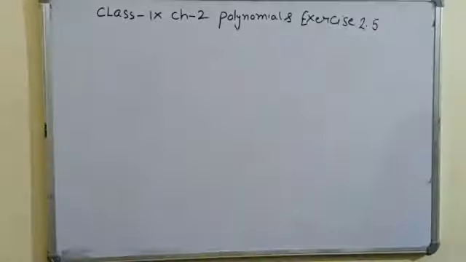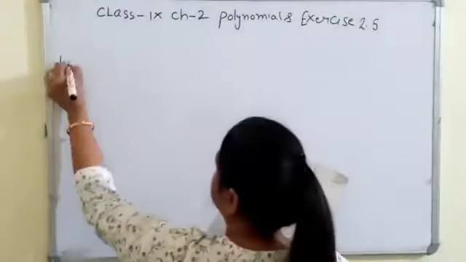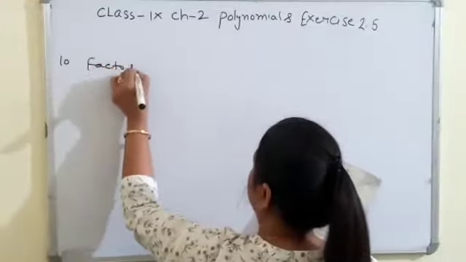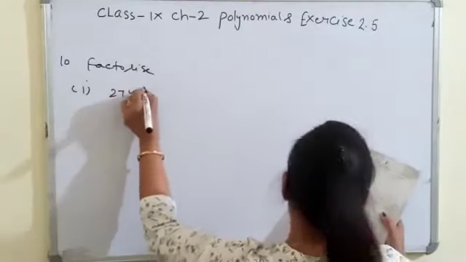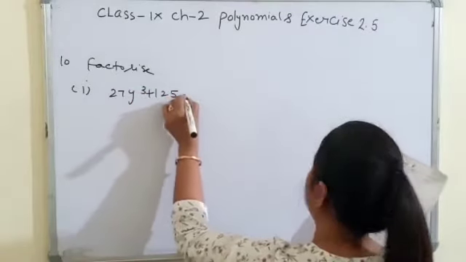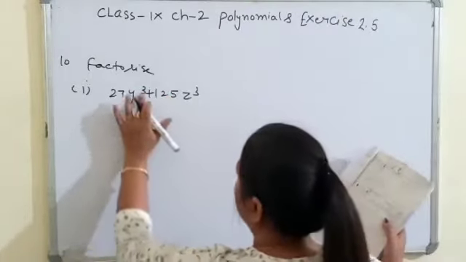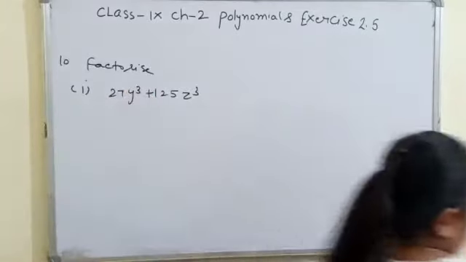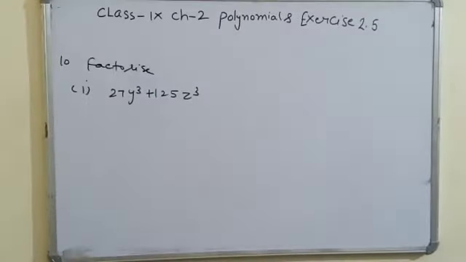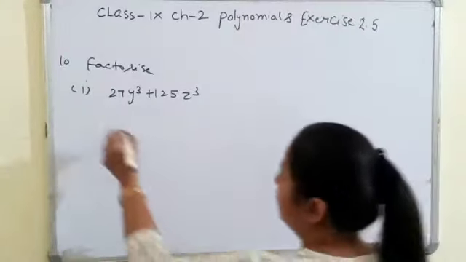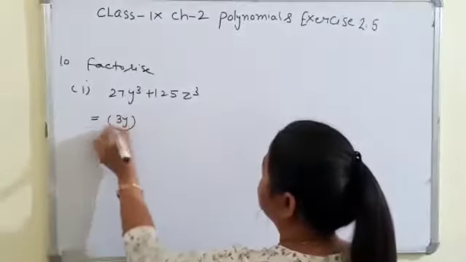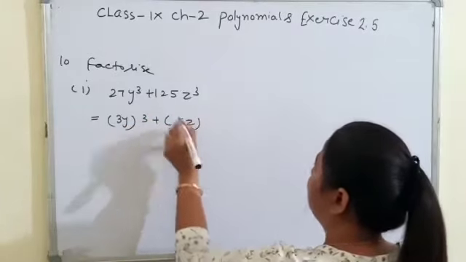Question: factorize. The statement is 27 y cube plus 125 z cube. Yes student, we have to factorize it. Here we will apply x cube plus y cube. Why? We have only two terms here, and these two are perfect cubes. So 27 y cube we can write as (3y) cube, and 125 z cube as (5z) cube.